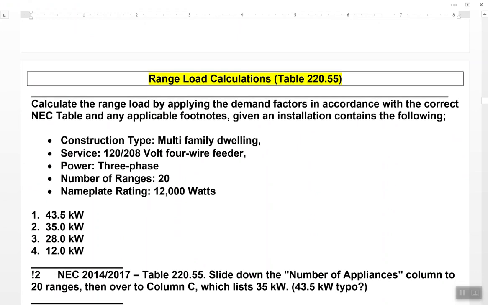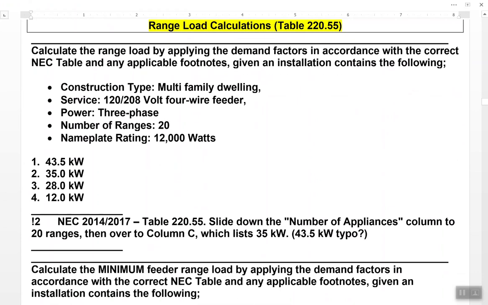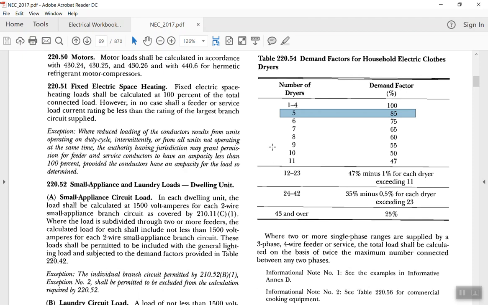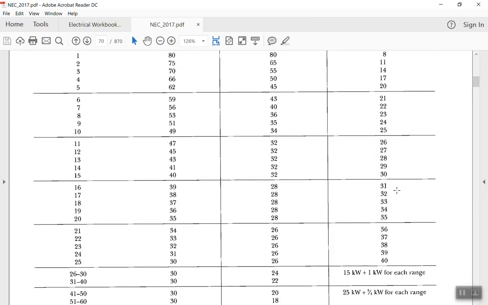Okay, ranges. Ranges are pretty tricky. If you go over 12,000, but if you don't go over 12,000, they're not that tricky. Let's go ahead and get into it. Ranges, range load calculations using Table 220.55. So using that table, pretty simple. We've been there once before when we talked a little bit about services, and that one didn't go over 12 kW either. So we're pretty close. Let's just slide down. There it is.